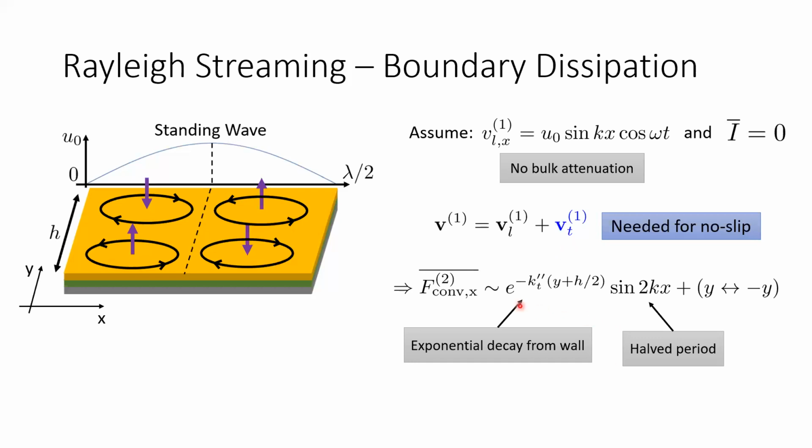And there are two features to this convective force in this case. The first thing is that you see there's an exponential decay from the wall. This comes from the fact that these transverse velocity contributions needed to satisfy no slip are localized to the wall, and the dissipation in general is going to be localized to the walls. So that's why you have this. And then you get a half period simply from the fact that you have a quadratic nonlinearity in the convection force.